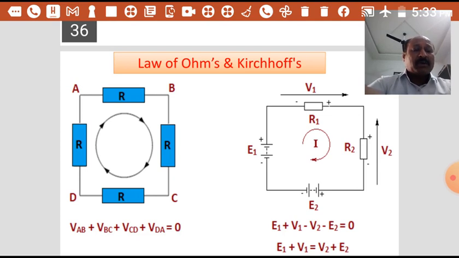Then minus E2. Why minus E2? Because the direction of the current is clockwise, whereas E2 shows that due to this E2 the current will flow from positive to negative through R2 and R1. That's why the direction of E2 is exactly opposite to the direction of current I given in the circuit. That's why minus E2. So what is the equation then? E1 plus V1 equals E2 plus V2.